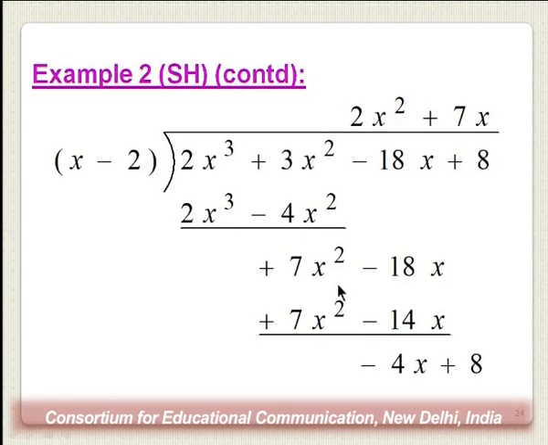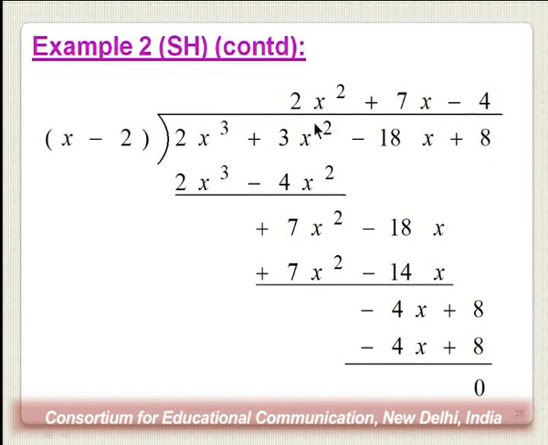x goes into 7x squared how many times? 7x times. So that gives us 7x squared, and then minus 2 times 7x will give us minus 14x. Again change the sign, so the 7x squared terms will get cancelled, and you'll get minus 18x plus 14x, which is minus 4x. And then bring the last term in the polynomial down, which is 8. So you get minus 4x plus 8.